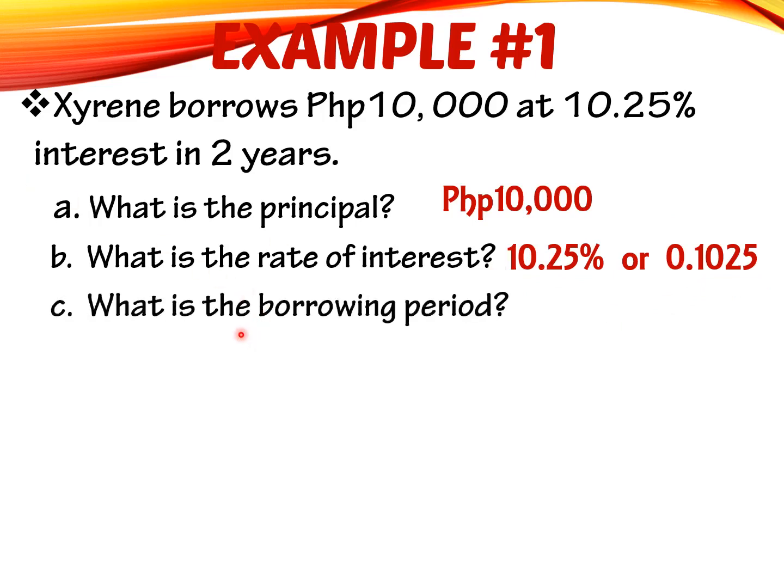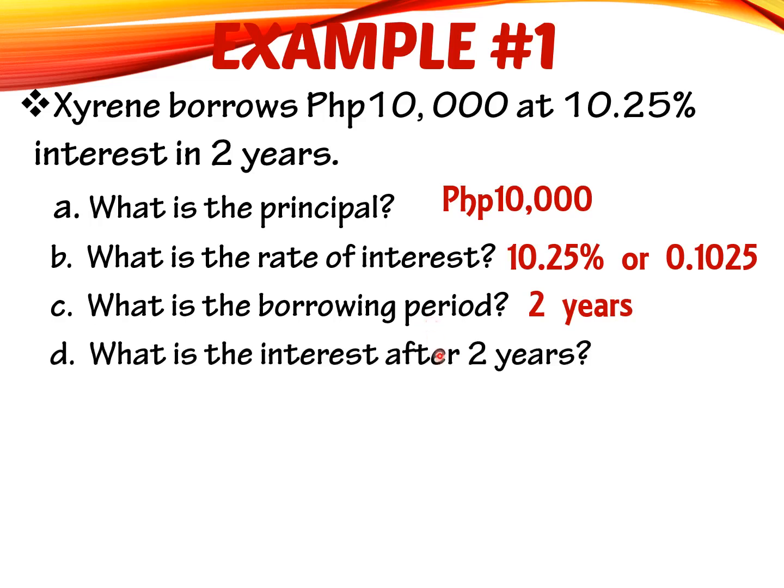What is the borrowing period? Borrowing period, or the period, refers to the length of time after which you're going to pay it. So that will give you here 2 years. And then what is the interest after 2 years? So you are asked to find the amount that you're going to pay in addition to the money being borrowed.